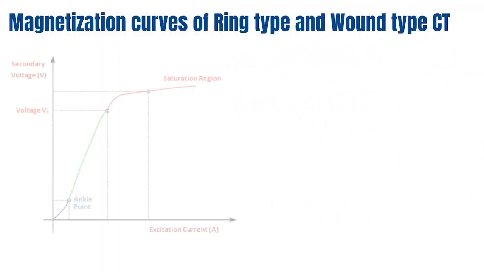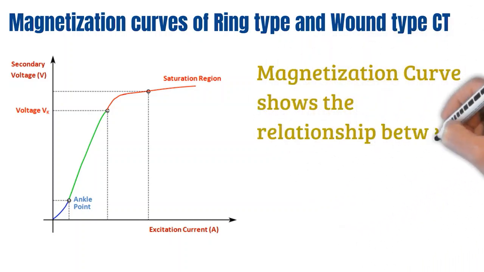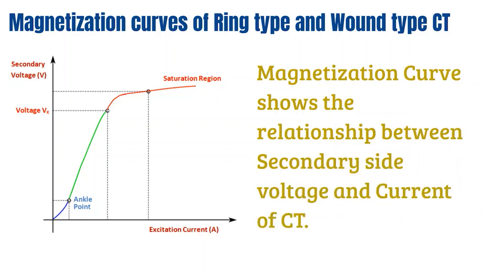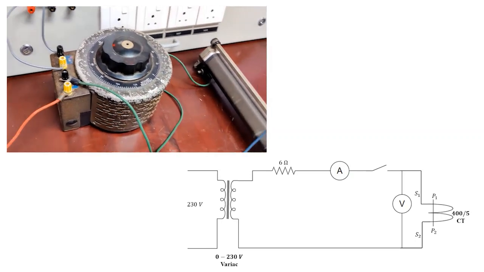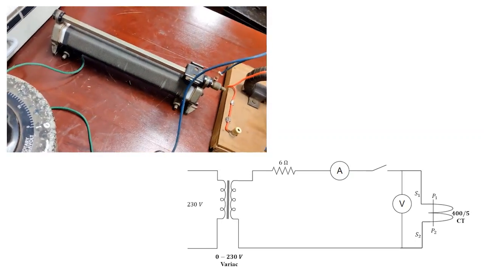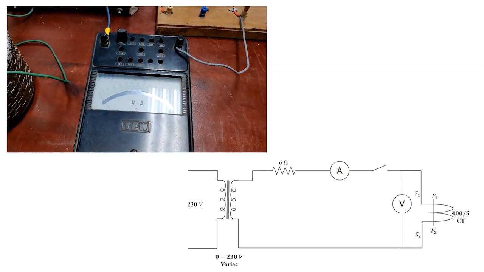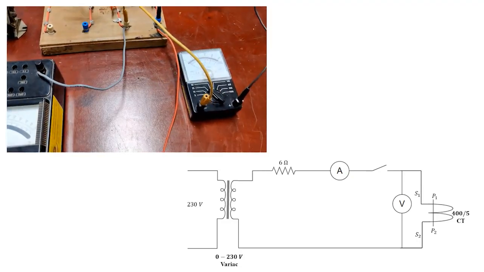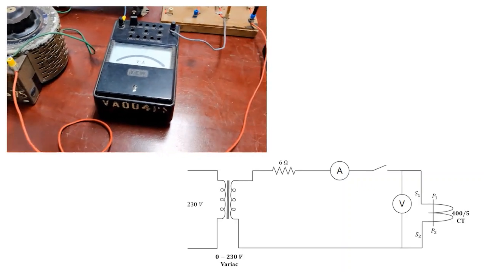Then we are moving to the magnetization curves part. The magnetization curve shows the relationship between the secondary voltage and current of the CT. Therefore, here we take the readings for them. Now, let's see the circuit arrangement. First, let's take the ring type CT. One terminal of the variac output is connected to the resistor and the resistor is connected to the ammeter. The ammeter is connected to the CT secondary windings through the switch. The voltmeter measures the secondary side voltage.